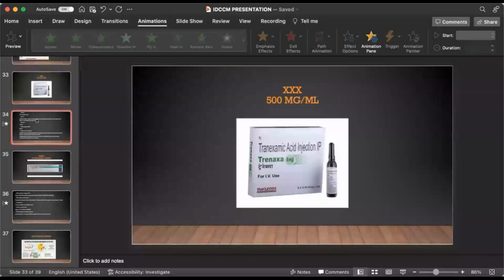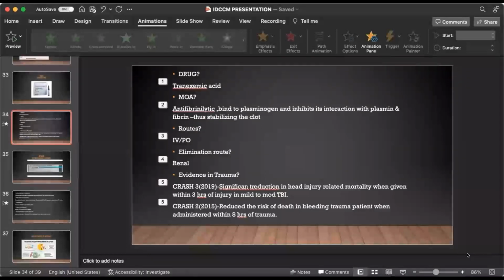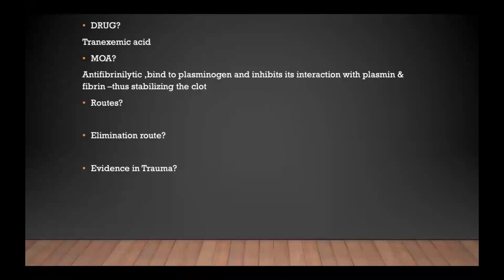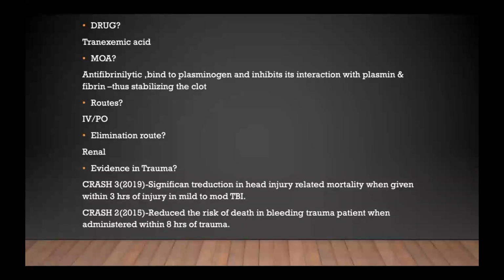Yeah, so tranexamic acid. How does it act? Basically binding to plasminogen and inhibits its interaction with plasmin, both IV and oral. It is eliminated through the renal route, and so it needs renal dose modification, and evidence is basically the CRASH 3 trial. CRASH 2 showed that within 8 hours of trauma in bleeding trauma patients, it reduced the risk of death. CRASH 3 showed mortality benefit when given within 3 hours of injury in mild to moderate traumatic brain injury.